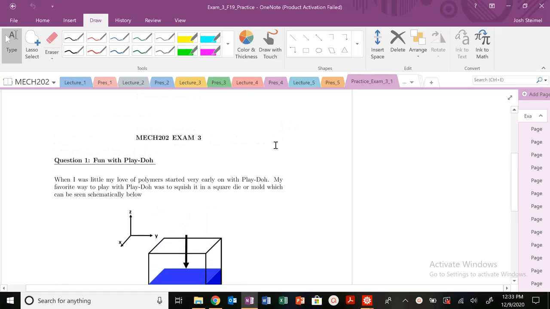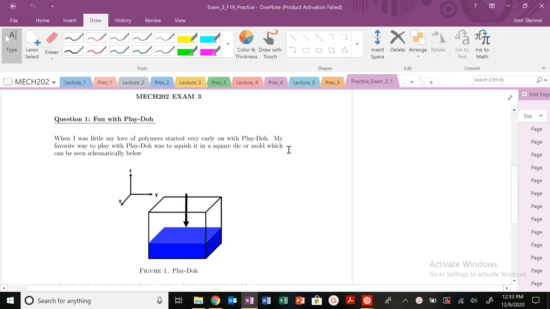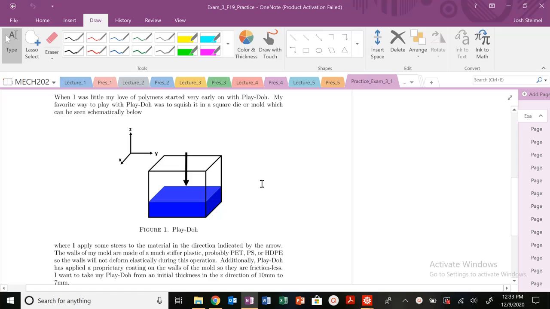We're going to do the first problem on our first practice exam for exam 3, which is our fun with Play-Doh exam problem. So let's read through this and work through the solution. One of the first things I'm going to do is relabel these axes, getting rid of X, Y, and Z, and using 1, 2, 3.